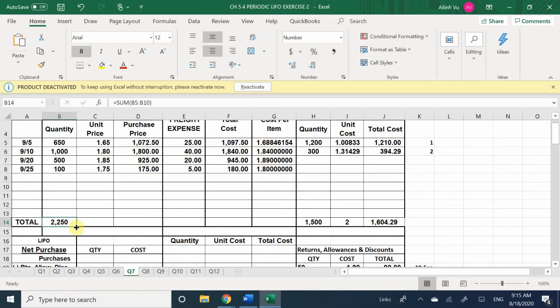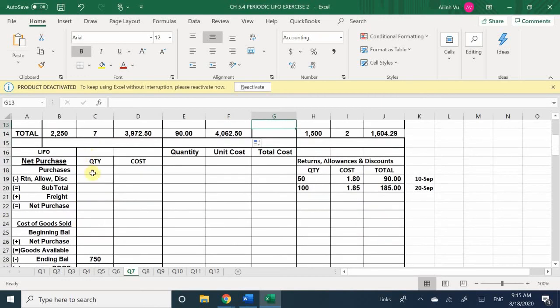All right. What's my total purchases here? 3,972.50. What's my total freight here? 90. All right. And my total cost? $4,062.50. $4,062.50 is correct. All right, I'm going to go ahead and plug in my table here.